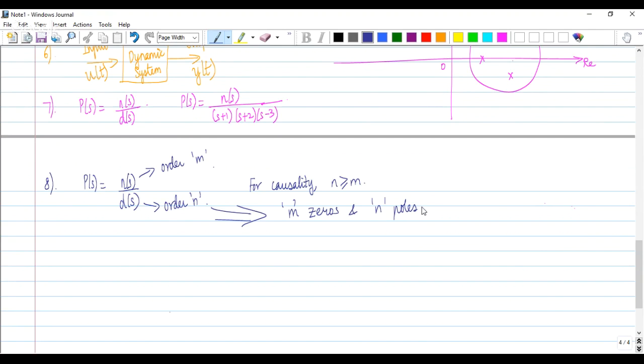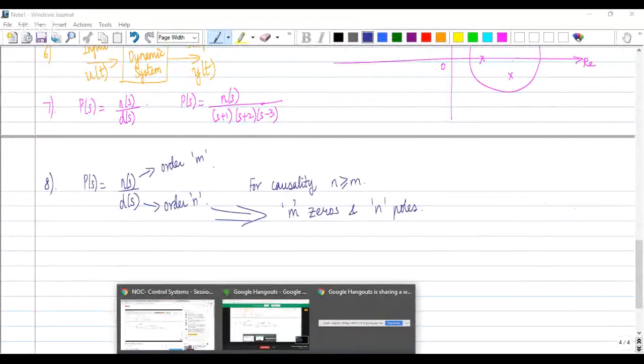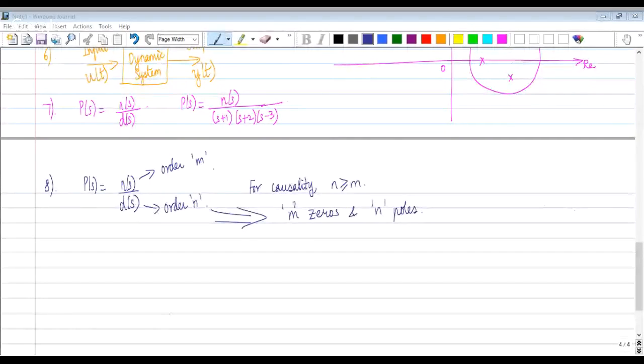So if you give me an S-plane plot, once again, as I told, I am just having my own interpretation of this question. Suppose you give me an S-plane plot with poles and zeros of the transfer function, and there are at least as many poles as zeros, then I would say that the system is causal.